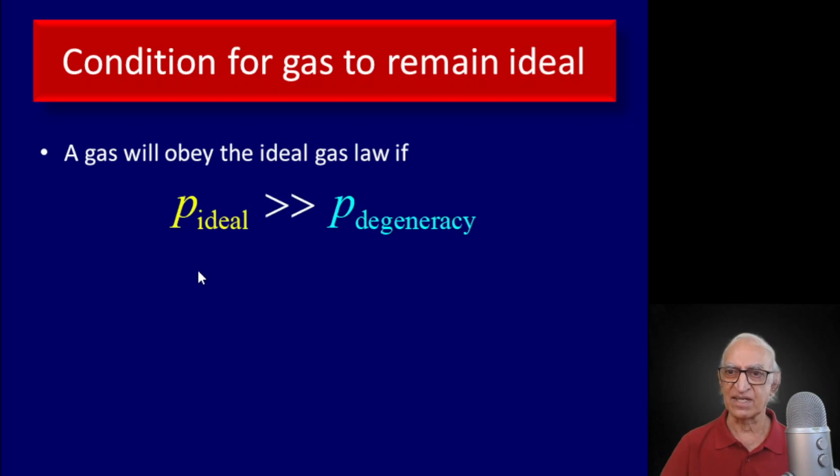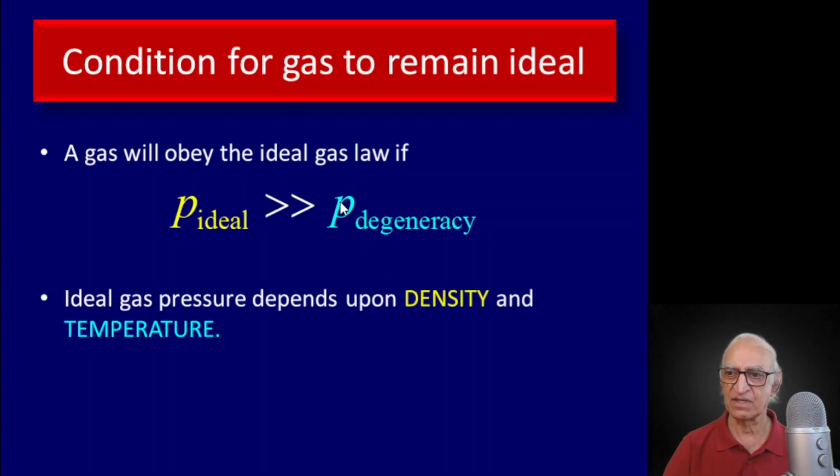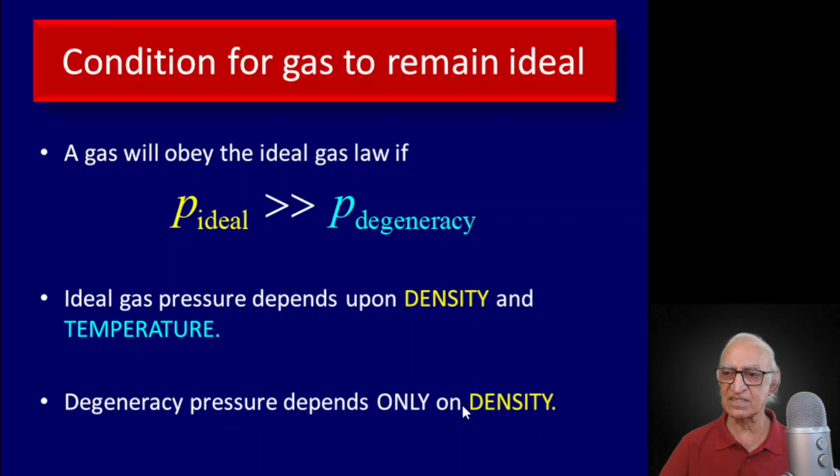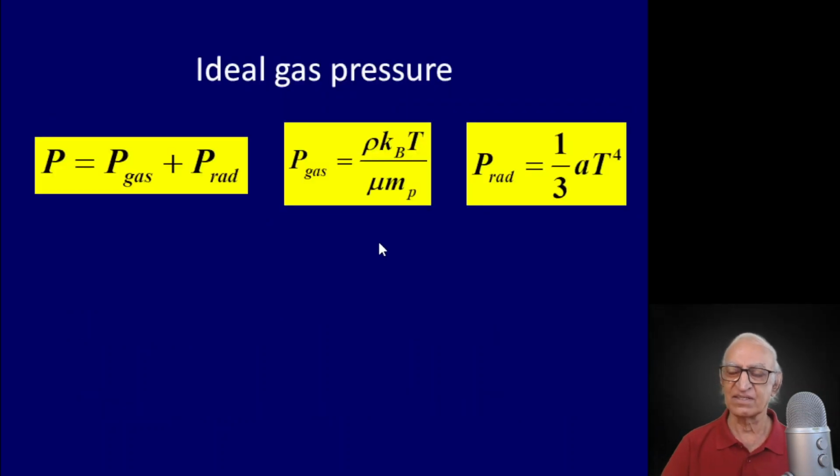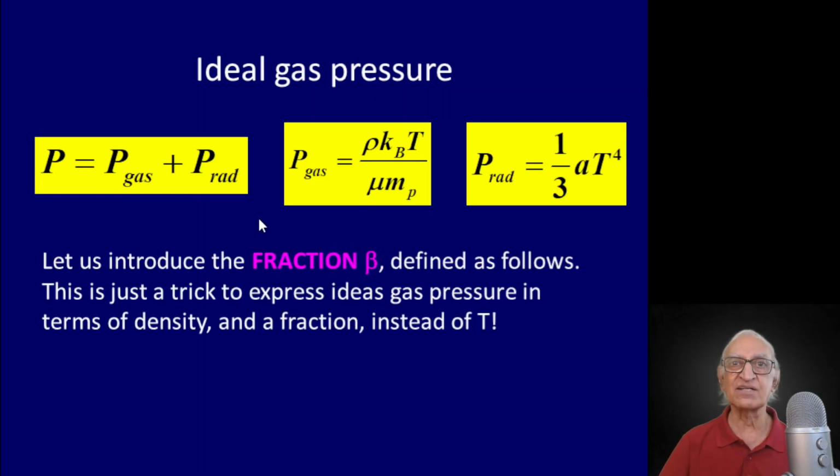So, as I said, a gas will obey the ideal gas law if the pressure calculated according to Boyle's law is greater than the pressure calculated from Fermi-Dirac statistics. Ideal gas pressure depends on both density and temperature, whereas the degeneracy pressure depends only on density. So how do I compare the two? This is an apple, this is an orange. So you can do that by adopting a little trick. It's a very simple trick. Let us introduce a fraction beta. It's a fraction that goes from 0 to 1.